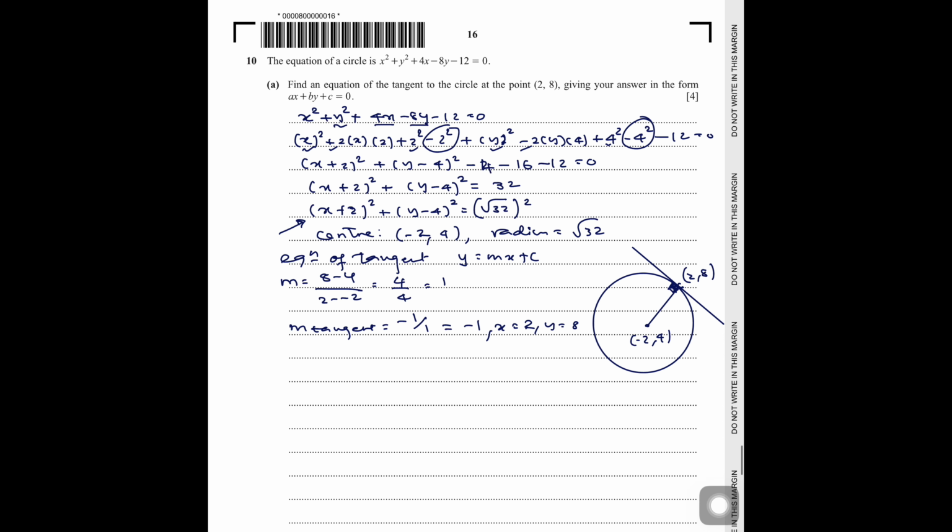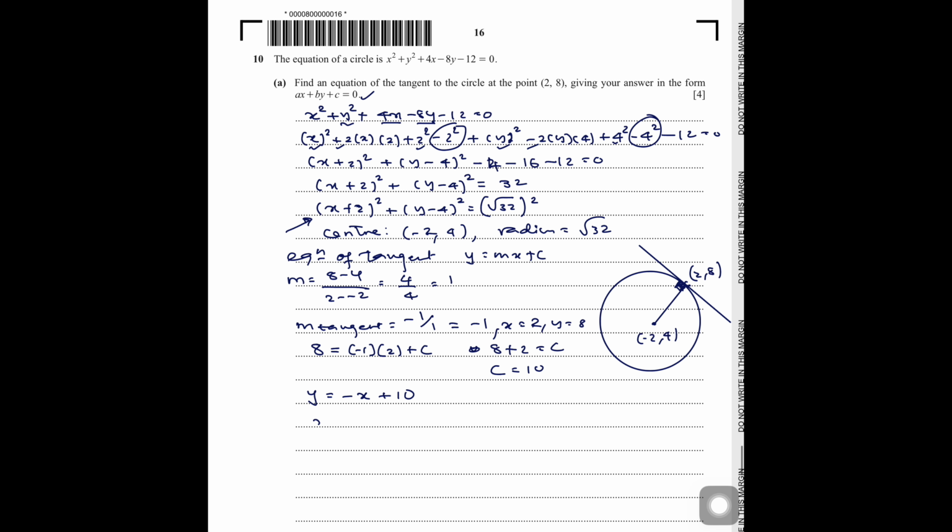So I'm writing y equals mx plus c, y equals negative 1 times 2 plus c. So 8 plus 2 is c, c is 10. So the equation of the tangent, y equals negative x plus 10. But I need this form, so I'm just sending everything to the other side. x plus y minus 10 equals 0.